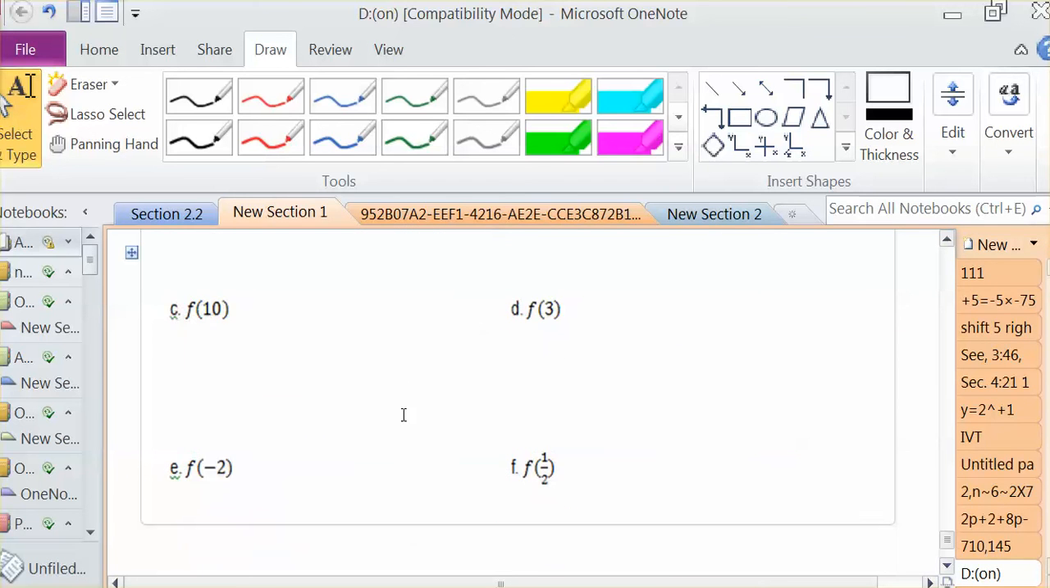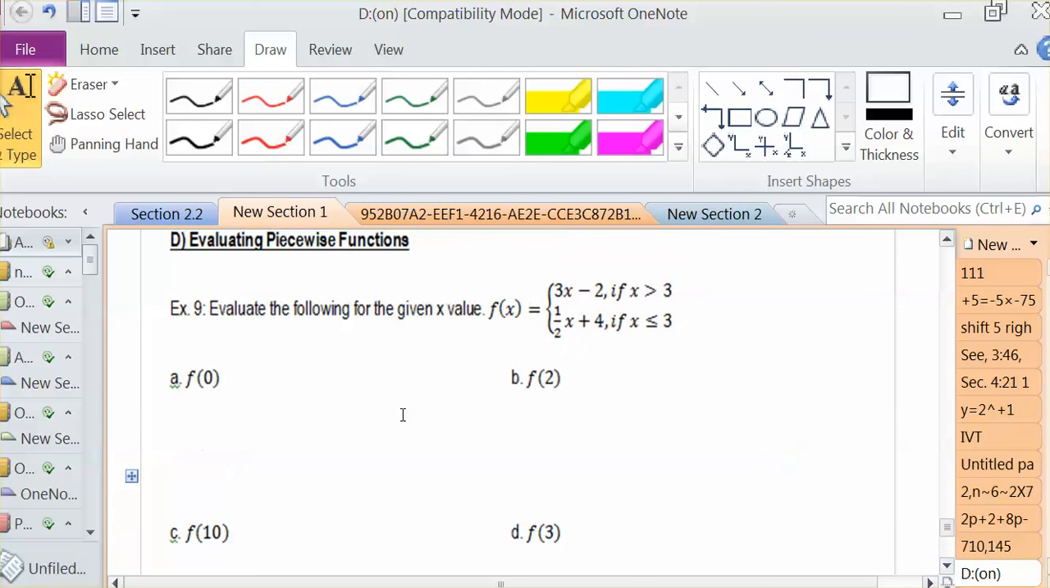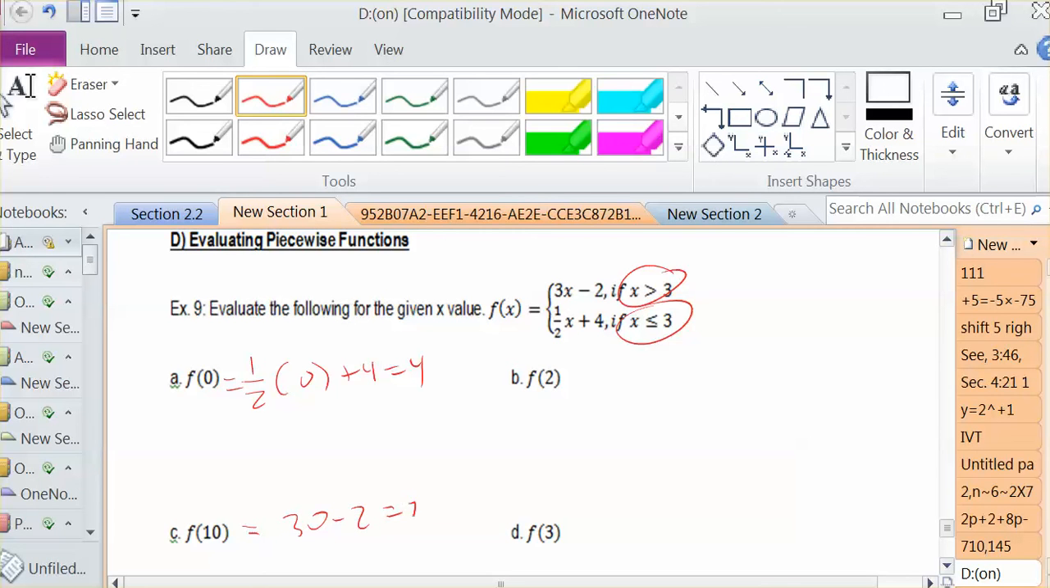Let's look at example 9 and wrap up the video, because I don't like to make these videos too long. I'm sure you guys don't either. F is 0. Plug in 0 for x. I'm going to go with this one right here, because 0 is definitely less than 3. But if I do, like, say, C, for example, F of 10, 10 is greater than 3. So I'm going to go with the top one, 30 minus 2, which, of course, is 28.